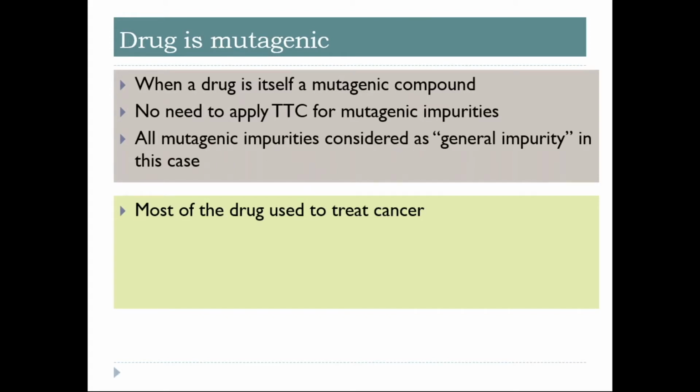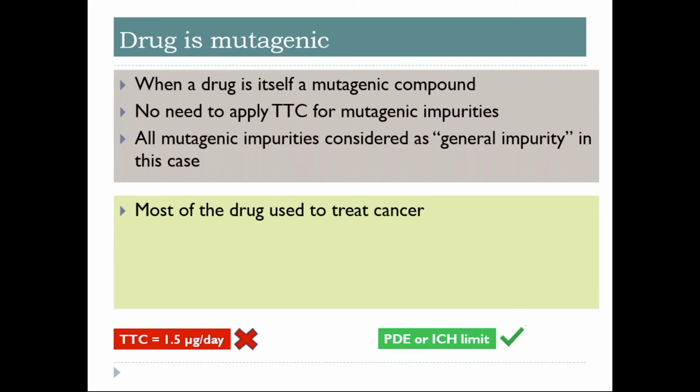When the API itself is a mutagenic compound, there is no need to apply the 1.5 microgram TTC for mutagenic impurities observed in that particular drug substance or drug product. Not required. In this case, a PDE or ICH limits are considered appropriate as the control strategy. Most of the cancer drugs come under this kind of category.